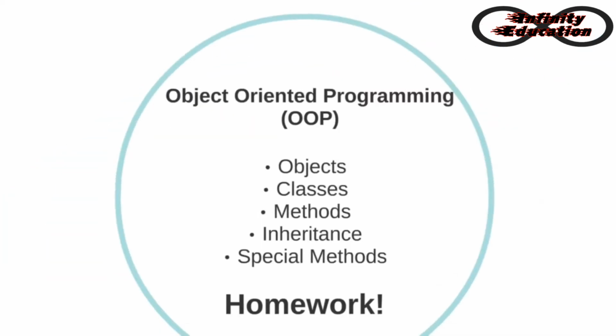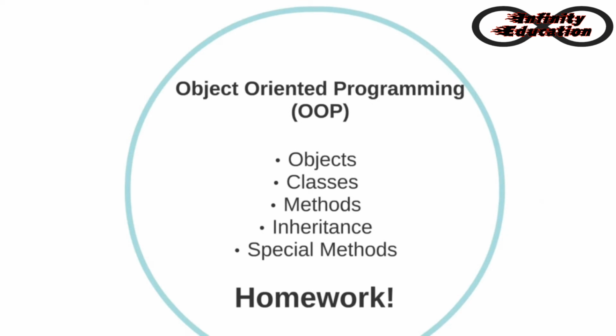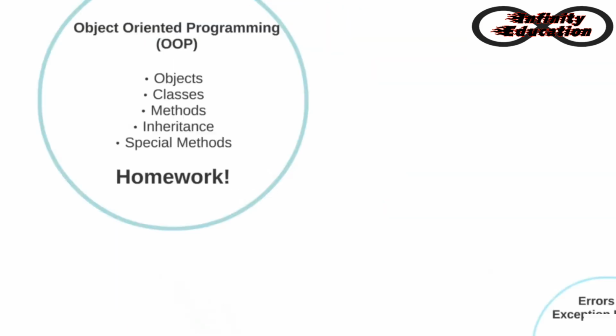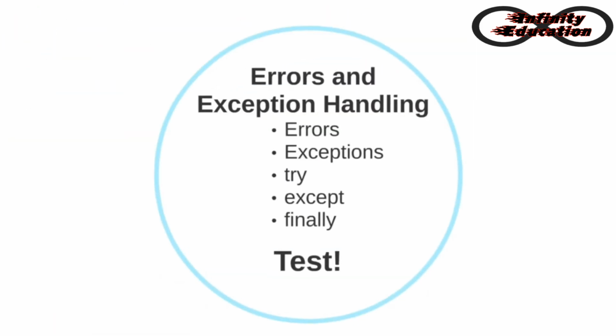Then we'll move on to object-oriented programming where we will learn about objects, classes, methods, inheritance, and special methods, all in Python. Then you'll get a homework assignment to test your understanding. After that, we'll learn about errors and exceptions handling in Python including what errors are, what exceptions are, and how to use try, except, and finally to handle errors and exceptions. Then, we'll top it off with tests to test your knowledge and your understanding so far in this course.